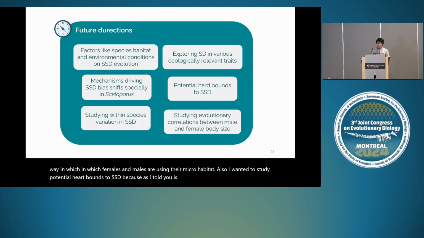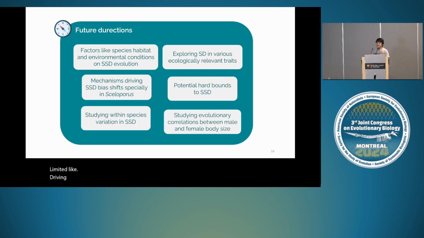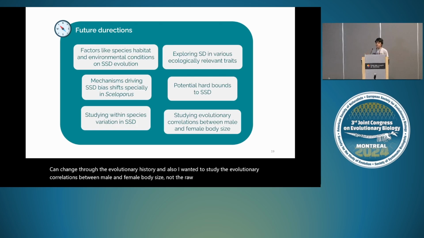Also, I wanted to study potential hard bounds to SSD because, as I told you, it's the same trait, and I think there are limits that are possibly driving the evolution of SSD, and those limits can change through the evolutionary history. And also, I wanted to study the evolutionary correlations between male and female body size. Not the raw correlations, but the correlation between the speed of male body size and female body size evolution.